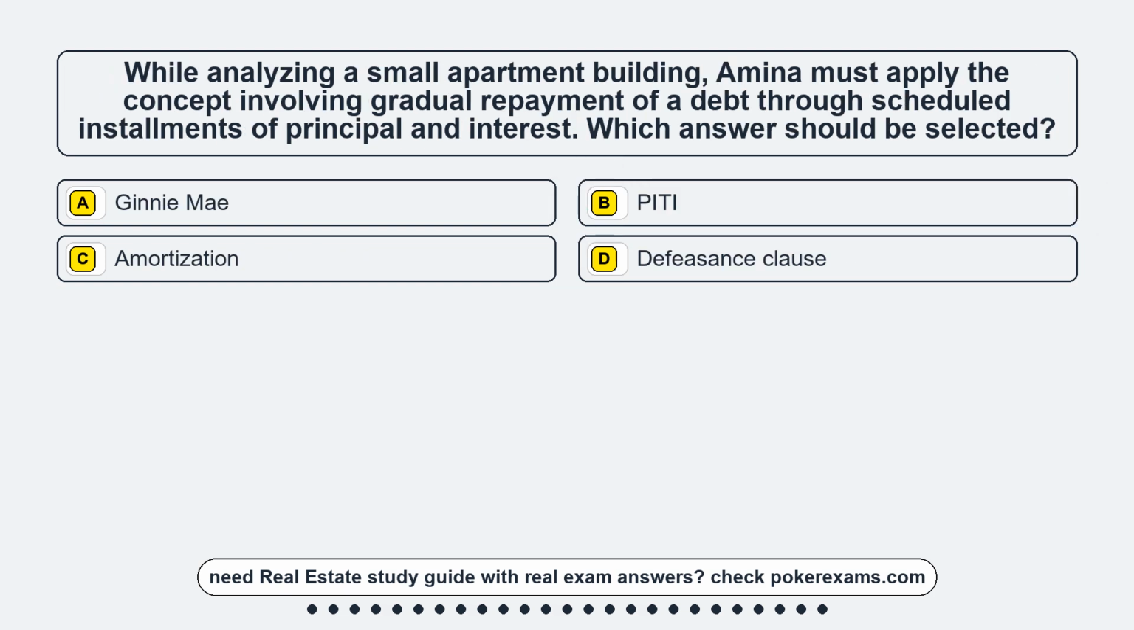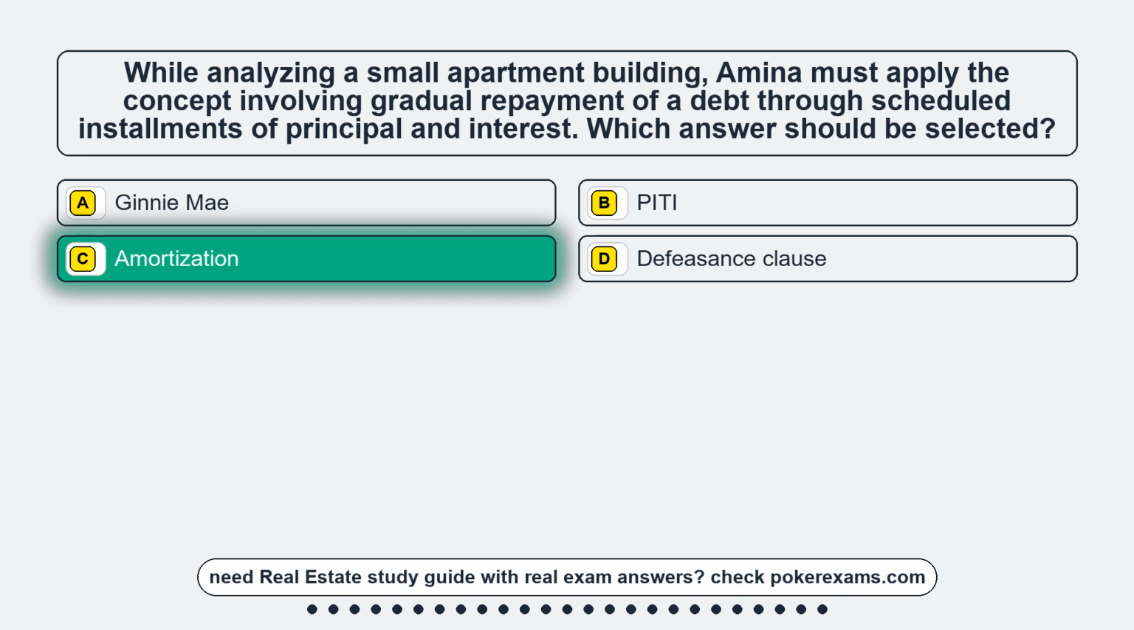Question 3. While analyzing a small apartment building, Amina must apply the concept involving gradual repayment of a debt through scheduled installments of principal and interest. Which answer should be selected? Option A, Ginnie Mae. Option B, PITI. Option C, amortization. Option D, defeasance clause. The correct answer is option C, amortization.